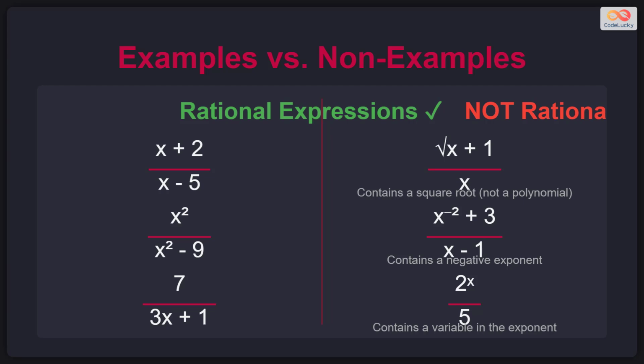Let's clarify what is and what is not a rational expression. An expression like x plus 2 divided by x minus 5 is a perfect example, because both the top and bottom are polynomials. However, an expression with a square root of x, or one with a negative exponent like x to the power of negative 2, is not a rational expression. The key is that both the numerator and denominator must strictly be polynomials, which means no fractional or negative exponents are allowed.